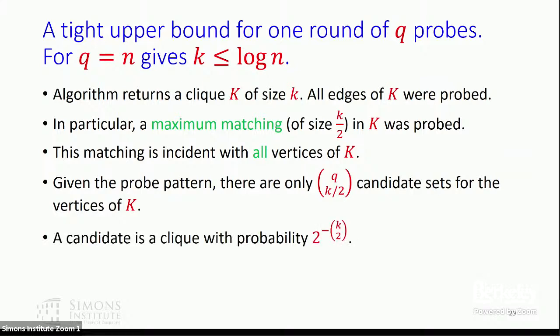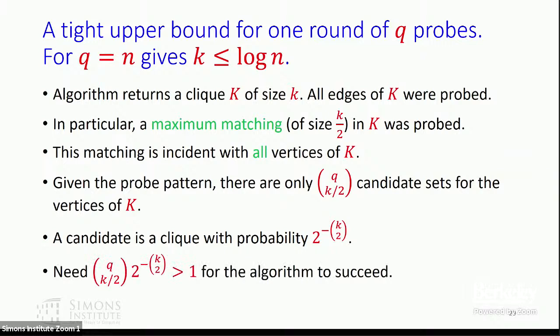So there are only q choose k/2 possibilities of which are the vertices of the clique. And then each such set of k vertices is a clique with probability 2 to the minus k/2. So for the algorithm to succeed, this product must be larger than 1. And if you plug in values for q, you get tight bounds. So for 1 round, you get the tight bounds. For 2 rounds, the argument is considerably more complicated. And for 3 rounds, we don't know how to make it tight.